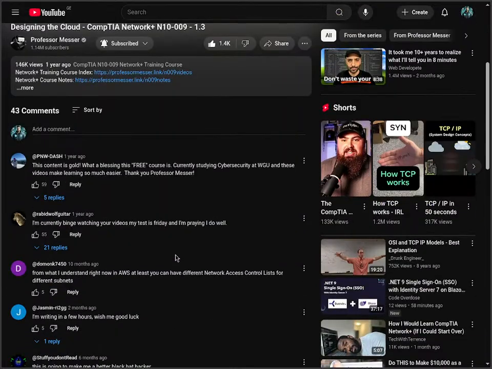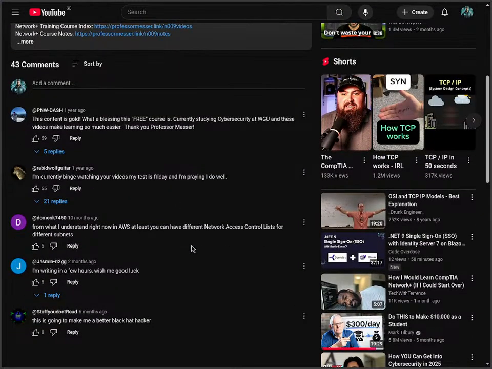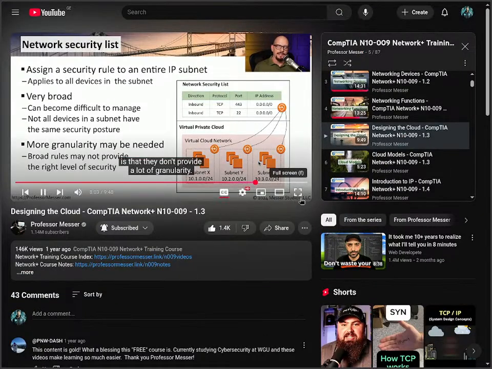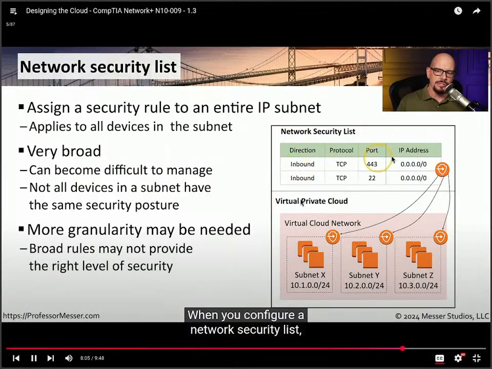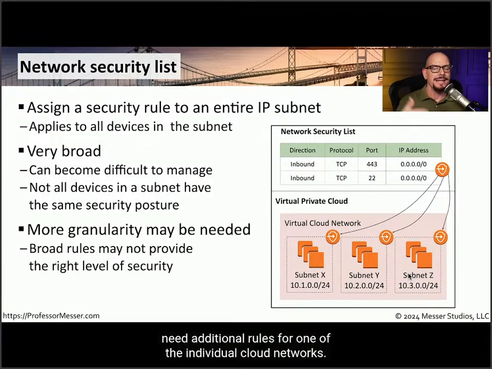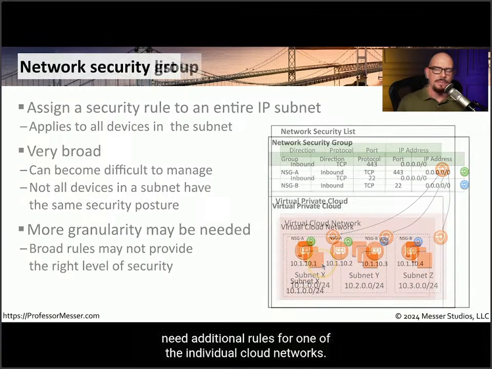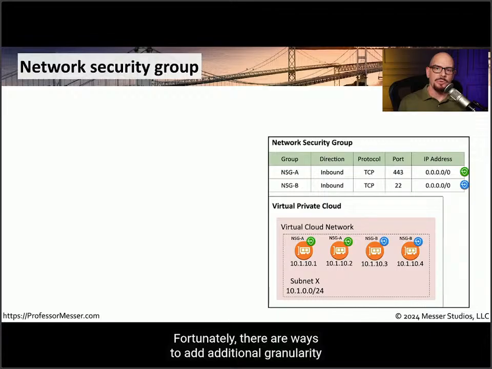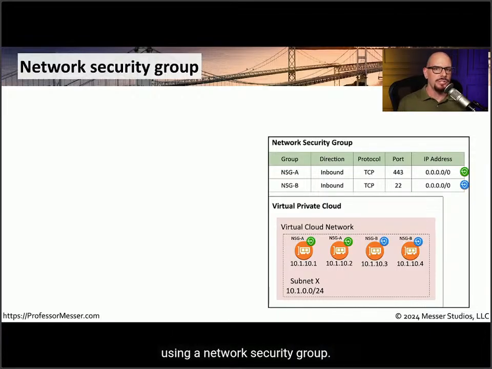One of the challenges with these network security lists is that they don't provide a lot of granularity. When you configure a network security list, it's automatically assigned to all of your virtual cloud networks, even if you don't need that particular rule in that cloud network, and even if you need additional rules for one of the individual cloud networks. Fortunately, there are ways to add additional granularity using a network security group.